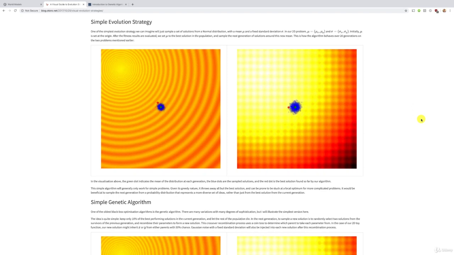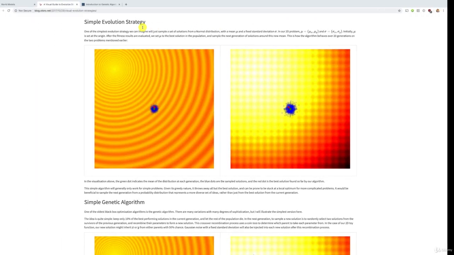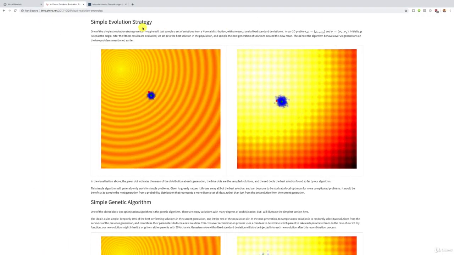Hello and welcome to this new tutorial, and welcome to our first evolution strategy technique, which is the simple evolution strategy. It is so simple that it is not part of our optimizers here, of our evolution strategies, but it clearly indicates the basics and the principles of how an evolution strategy works. So how does it work?